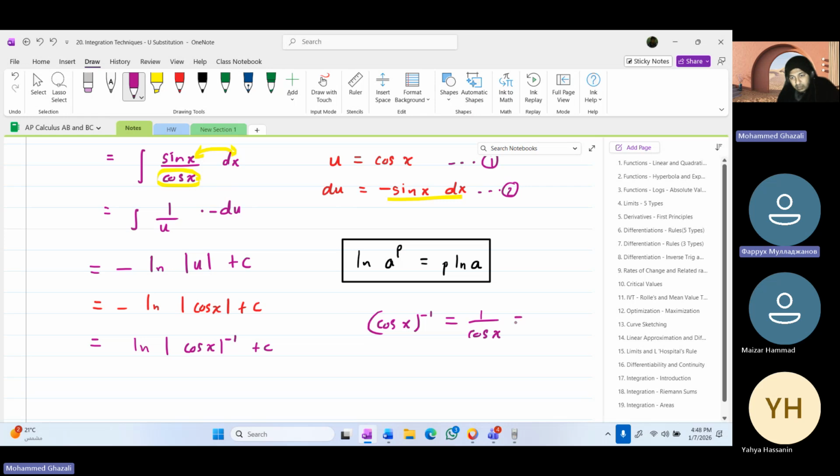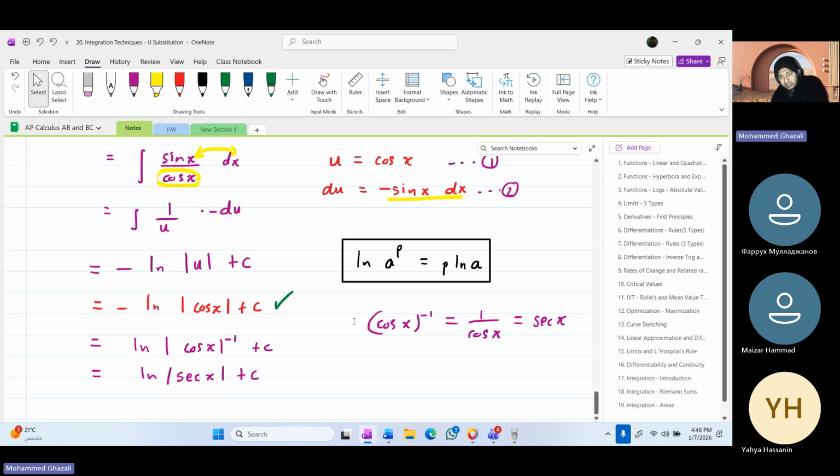And again, what is 1 over cos x? Sec x. So that's the answer: ln of sec x. That's your final answer. But when you are doing calculations, you're allowed to leave it in the previous form. If you do see this form, you know what that is, the integral of tan. It's just that you're getting rid of the negative there. Great, guys. That's a nice question.